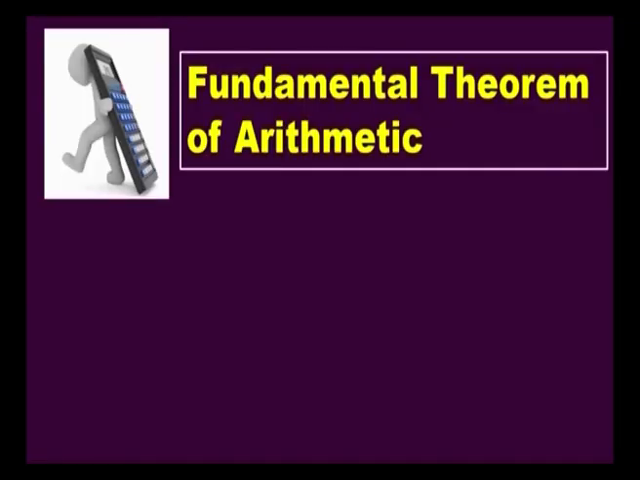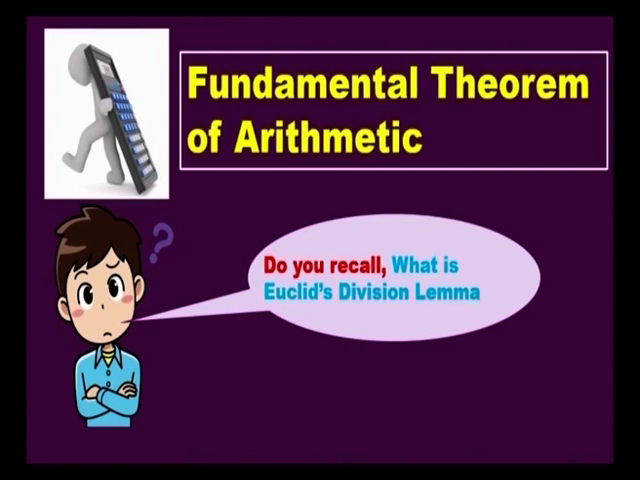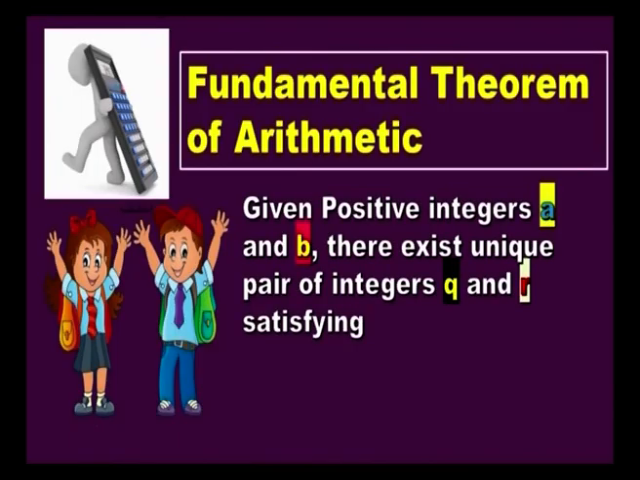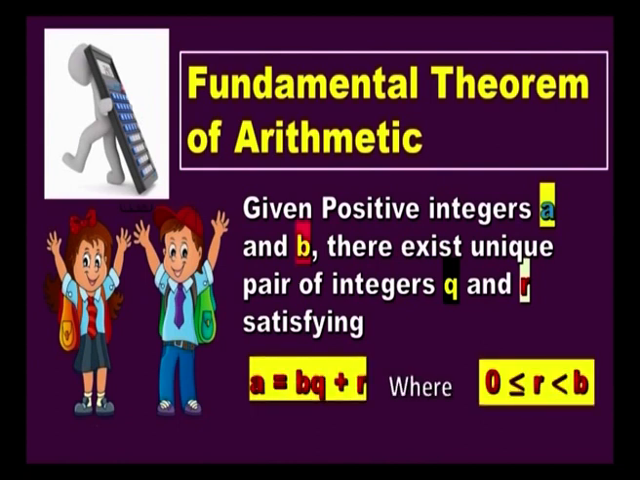Now let us see the fundamental theorem of arithmetic. Before going to it, do you recall what Euclid's division lemma is, which we studied in the previous class? Yes: given positive integers a and b, there exists a unique pair of integers q and r satisfying a equals bq plus r, where 0 is less than or equal to r, which is less than b. This is the Euclid division lemma.